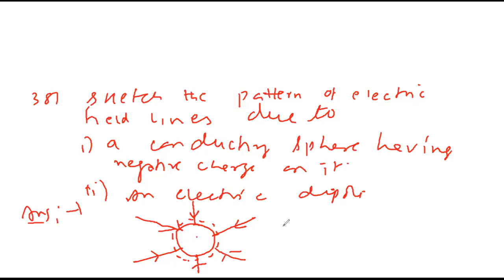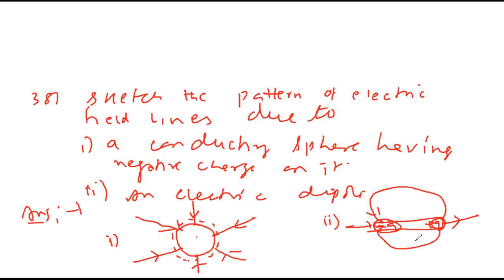Yes, sir. This first one is done. Now the second one, electric dipole. Electric dipole means if I consider this as negative charge, this as positive charge, so field lines are inward at the negative, outward at the positive, and then this way, correct?